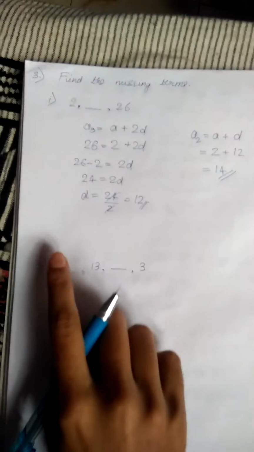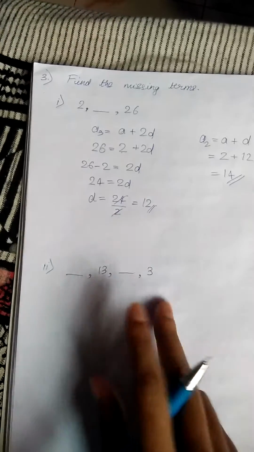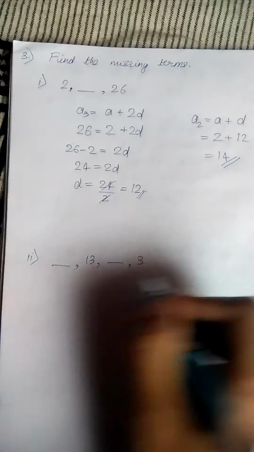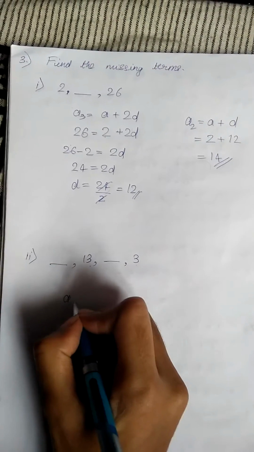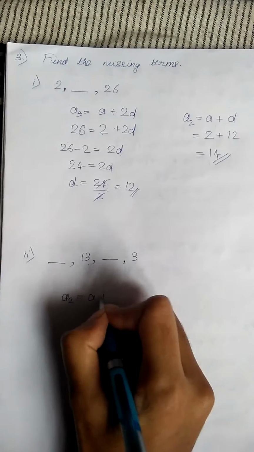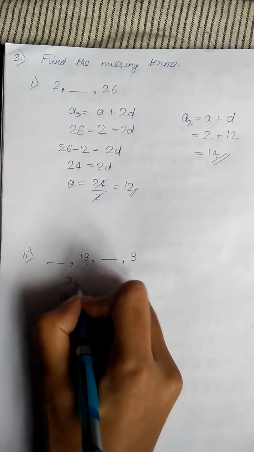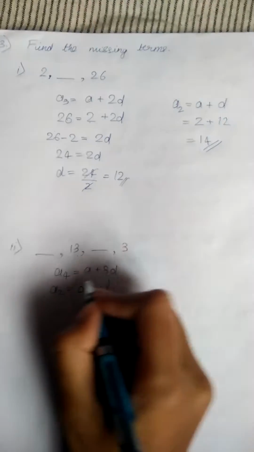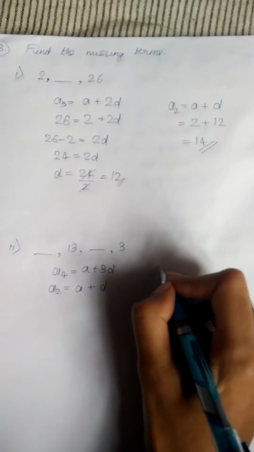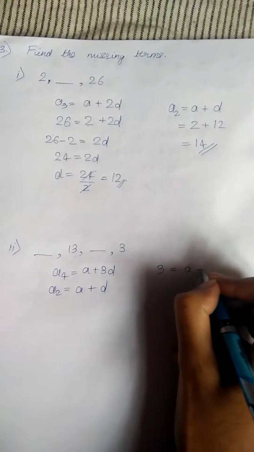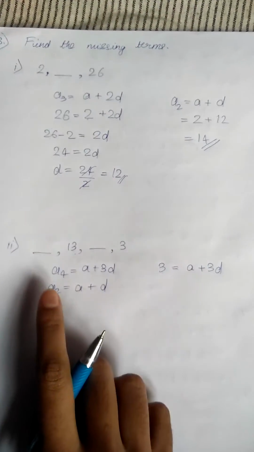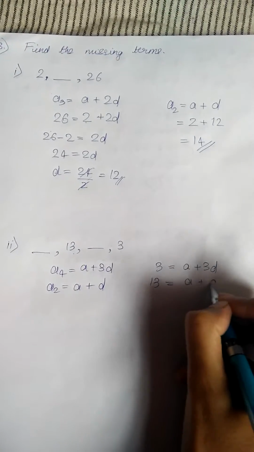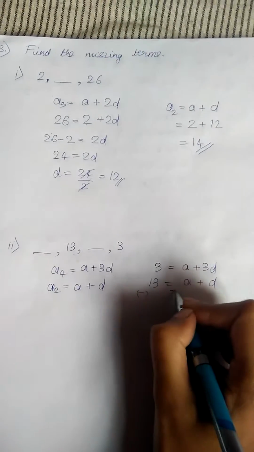In the second question, there are two missing terms. Let's form two equations based on the fourth term and the second term. The second term can be written as a plus d, and the fourth term can be written as a plus 3d. Now we know the value of the fourth term, that is 3 equals a plus 3d. And we know the second term as 13. So 13 equals a plus d. Let's change the symbols.